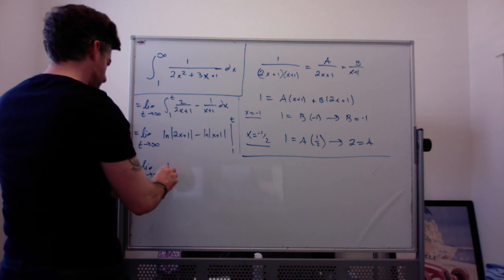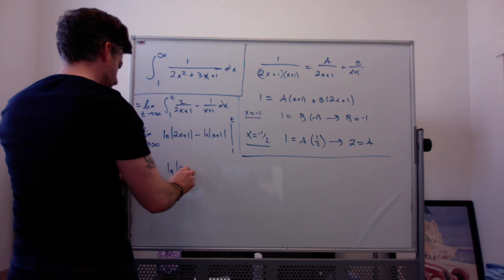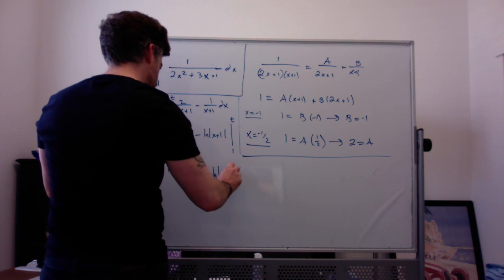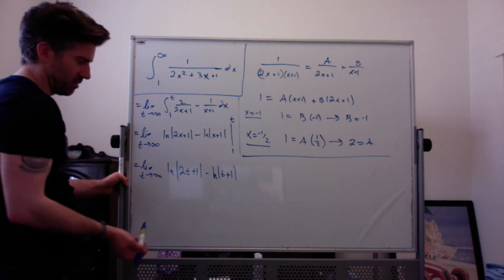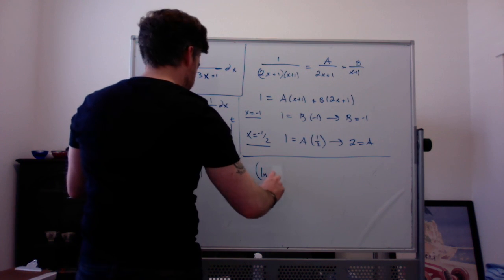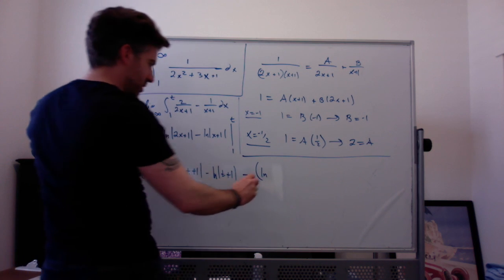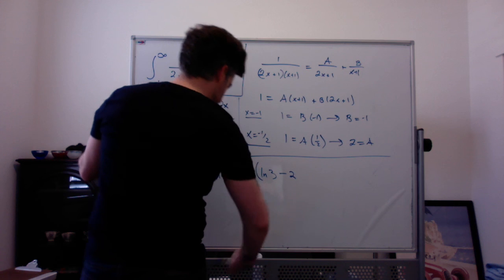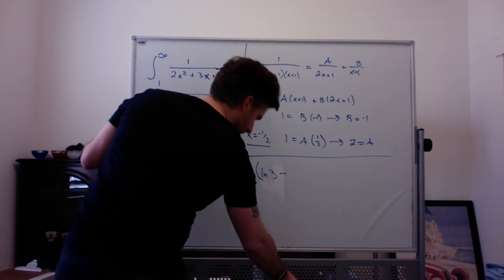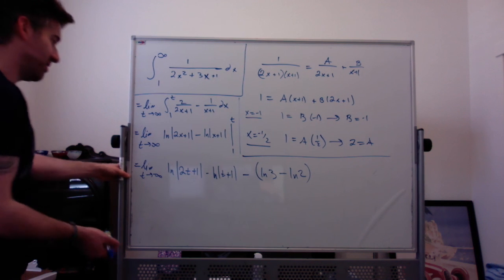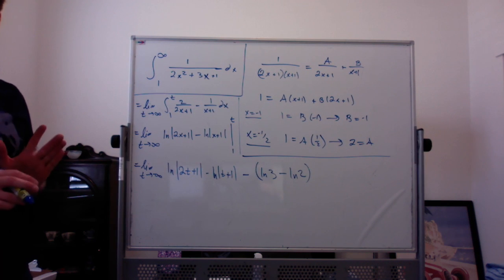So I got the natural log of the absolute value of 2t plus 1 minus the natural log of t plus 1, the absolute value. I don't really need the absolute values anymore, but whatever. Minus the natural log of 2 times 1 plus 1 is 3, minus the natural log of 1 plus 1 is 2. Natural log of 2, sorry. And I didn't write the absolute values because I know 3 and 2 are already positive. Okay, so now here's the important key step.